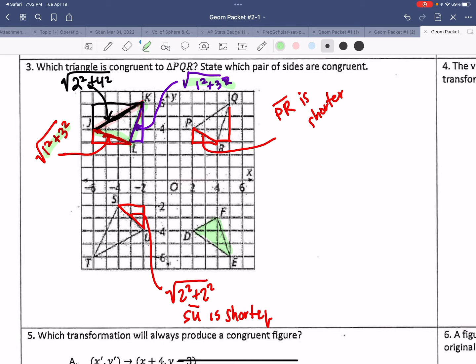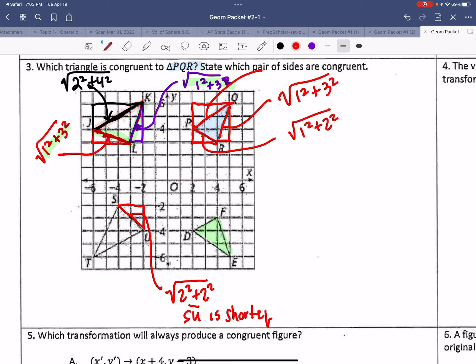Oh, I picked the wrong one. Okay, so I'm sorry. My apologies. I'm supposed to figure out which one is similar to this one. Okay, so let's dive in here. My apologies again. So this is the square root of 1 squared plus 2 squared. This is the square root of 1 squared plus 3 squared. And this is the square root of 2 squared plus 3 squared. So I'm looking for anybody that matches this same. So this one would be small. This one's the medium. And this one would be the longest side.